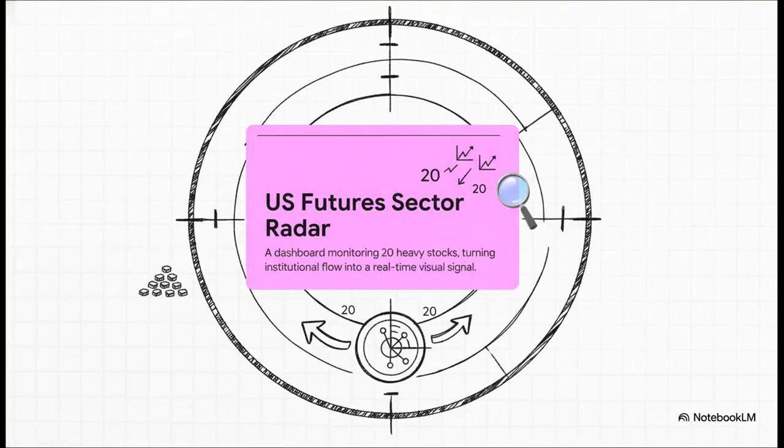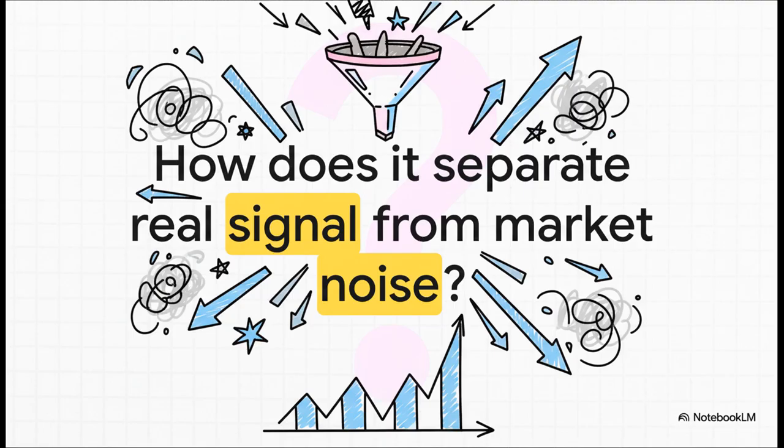And that is exactly where this tool, the US Sector Radar, comes into play. It takes that huge, complex job of analysis and just simplifies it. It automatically keeps an eye on 20 of these super heavyweight stocks, does all the hard work for you, and boils all that data down into one simple visual dashboard. But here's the cool part. It doesn't just track them.